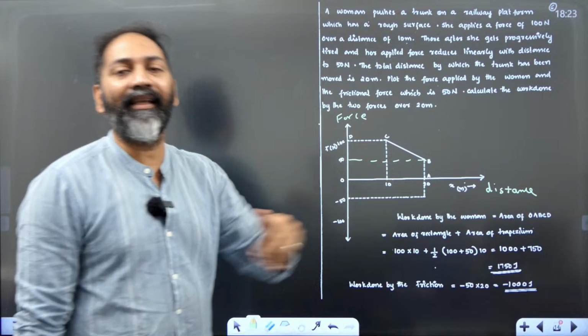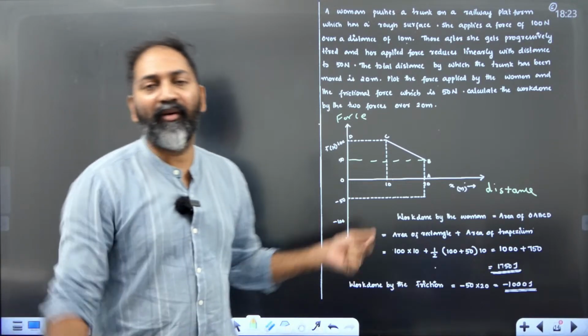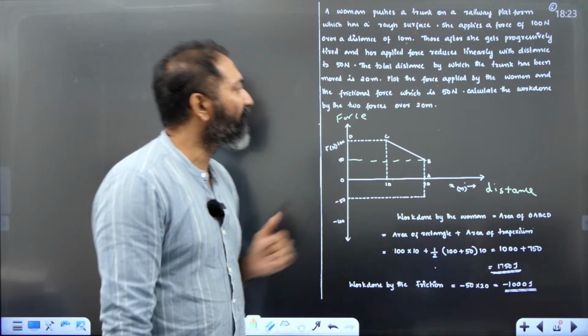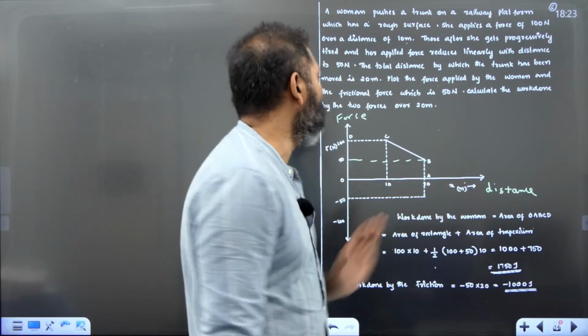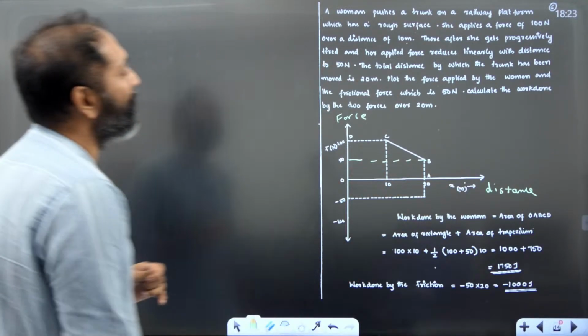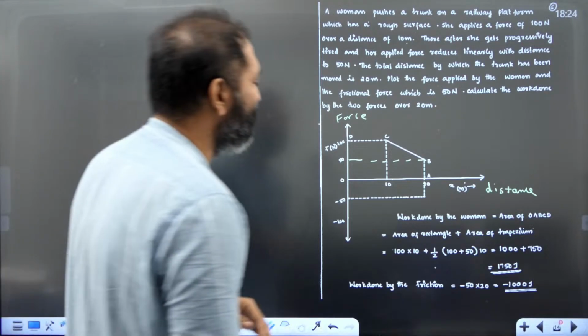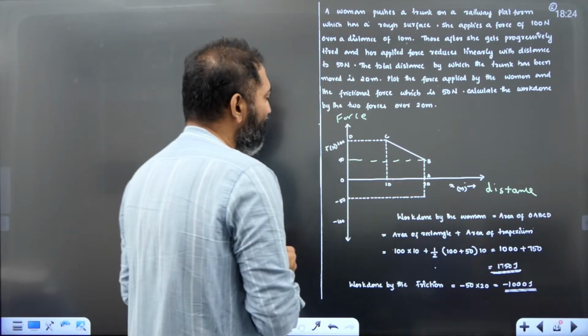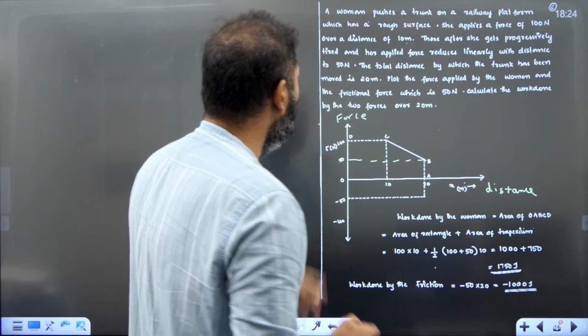Why am I marking frictional force on the negative y-axis? Because frictional force is in the opposite direction. So that is the reason why I am marking minus 50 here, and it remains the same throughout the motion. Calculate the work done by the two forces over 20 meter. How to calculate work done? Find out the area.